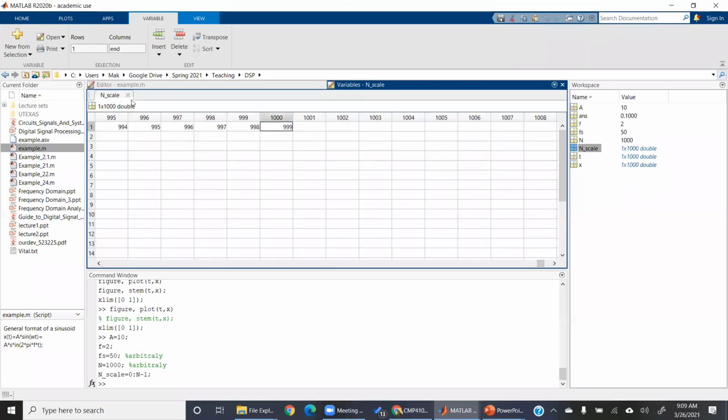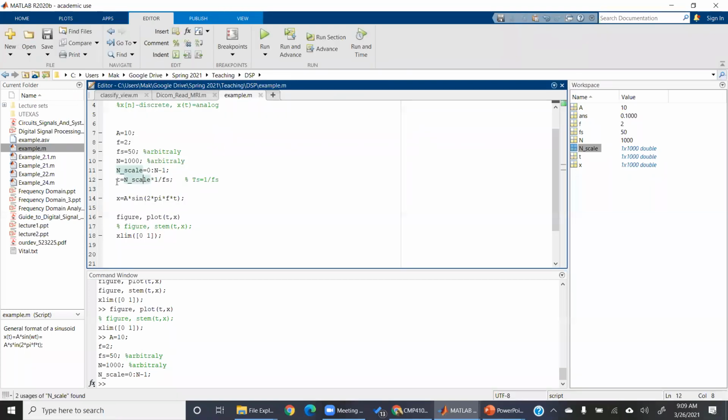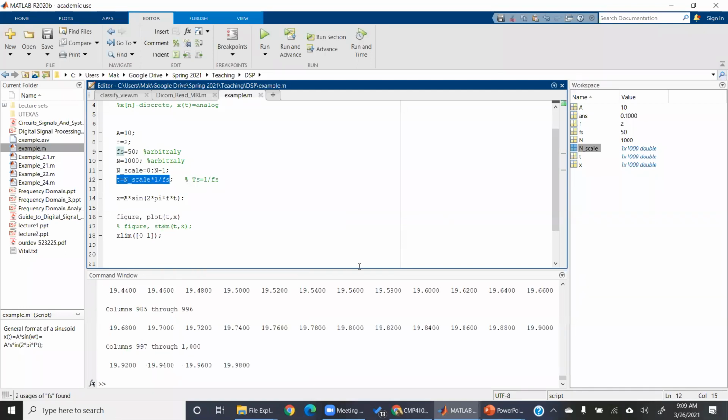Up to 999. Now, if you want to convert this to the time scale, get that scale and multiply by the sampling period, which is 1 over the sampling frequency. And so that's how you generate your time vector.